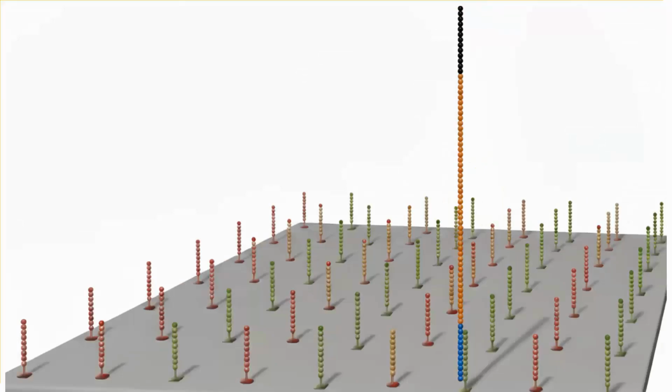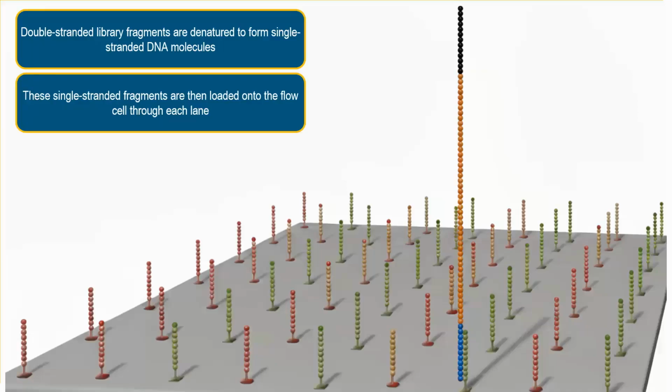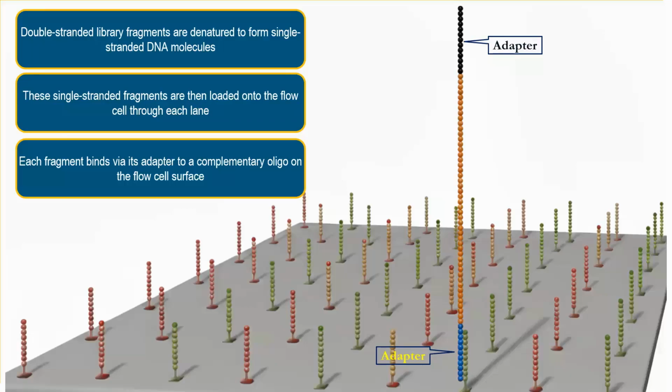So, first, double-stranded library fragments are denatured to form single-stranded DNA molecules. These single-stranded fragments are then loaded onto the flow cell through each lane. Each fragment binds via its adapter to a complementary oligo on the flow cell surface. At this stage, each fragment is immobilized and ready for amplification.